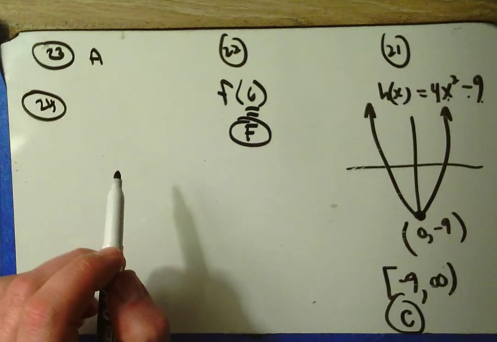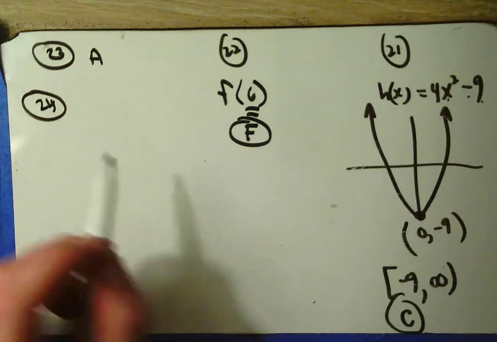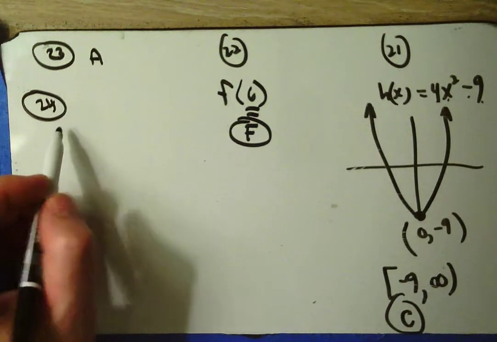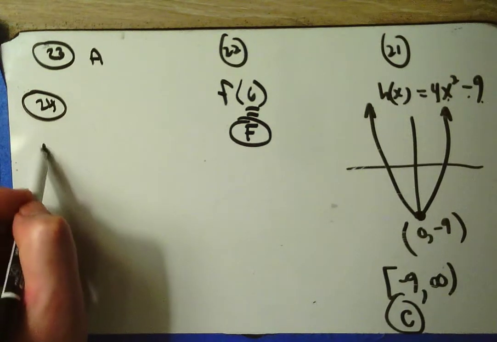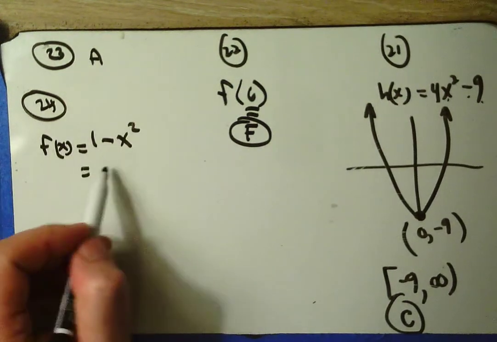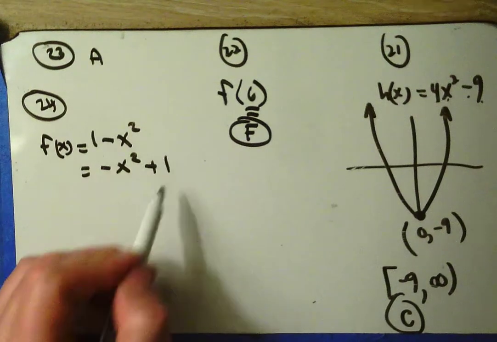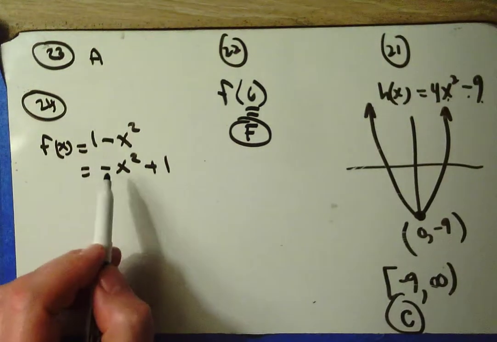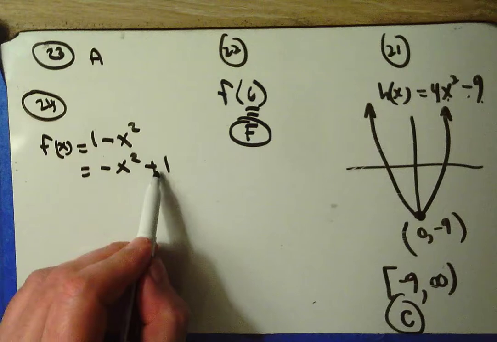24. Between negative 2 and 2, f of x, which is 1 minus x squared, or if you use the commutative property, negative x squared plus 1, that's a flipped upside down parabola shifted up 1.